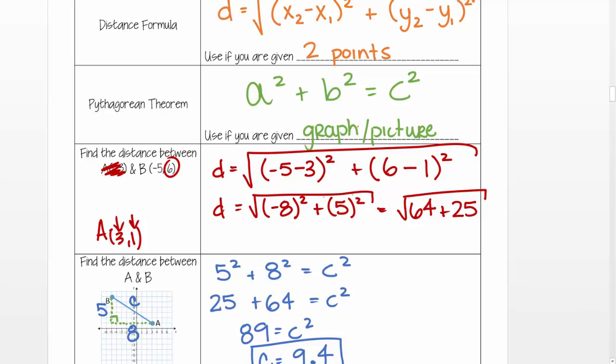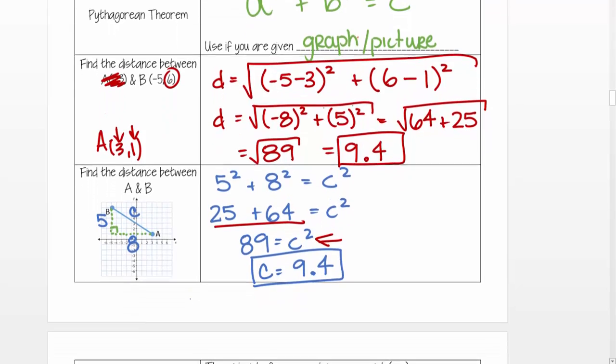And these numbers should start to look familiar. We saw those exact same numbers here. And when we add them up, we still get 89. And then we got to take the square root of it, just like we did here. So you still end up with the distance of 9.4. So it doesn't matter which one you use. Obviously, the Pythagorean theorem is a little easier, but sometimes if you're not given a graph, you have to use the distance formula.